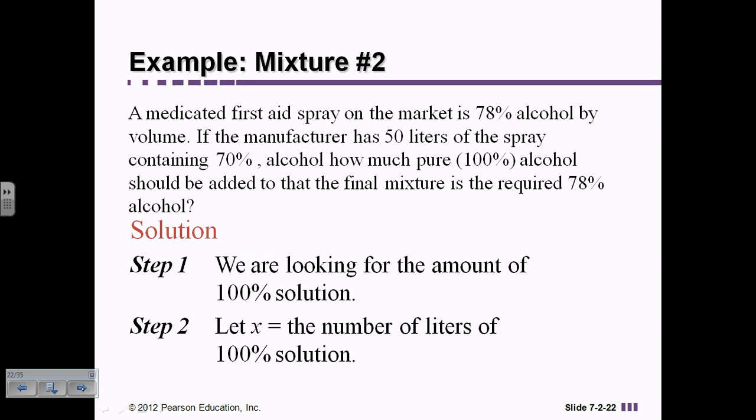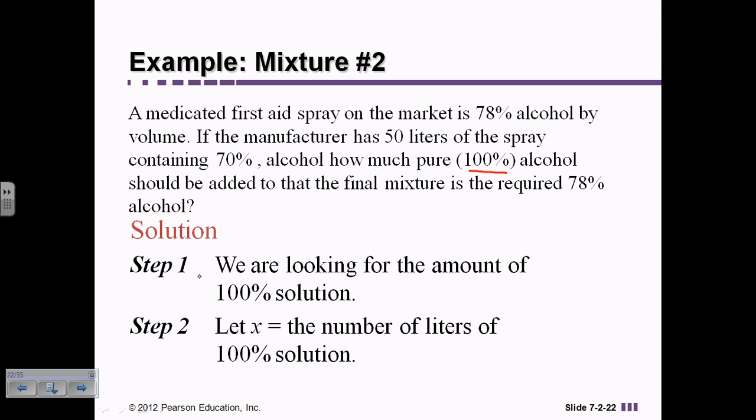All right, let's do another one. A medicated first aid spray on the market is 78% alcohol. If the manufacturer has 50 liters of the spray containing 70% alcohol, how much pure alcohol does he have to add to make the final mixture 78%? So, and I made the note here that pure alcohol is 100% versus the 70% or 78%.